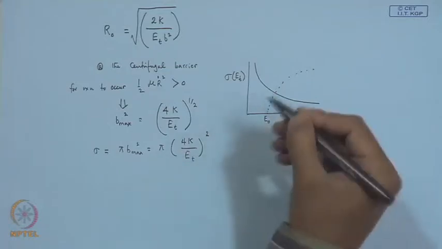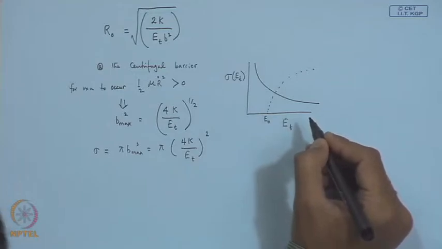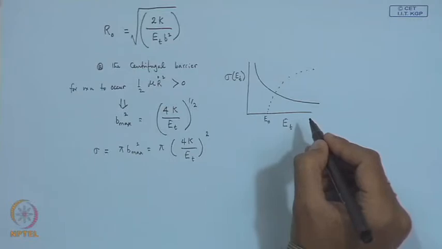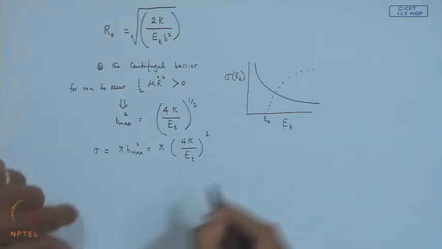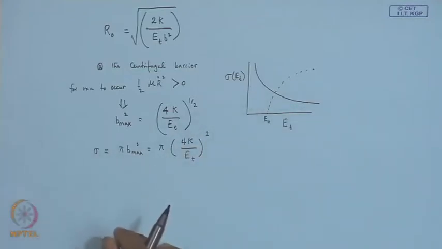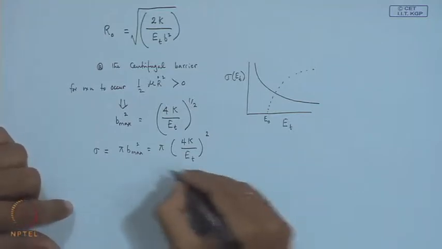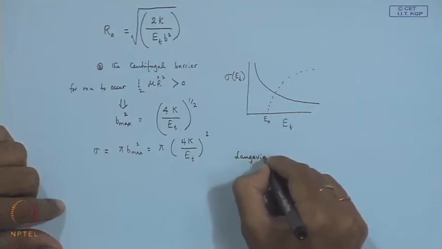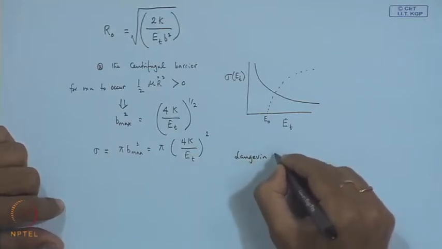For the earlier case, reaction will only take place at low B. This last one, which is reaction without a barrier, is termed as the Langevin model. The earlier one was the LOC model, and this is your Langevin model.